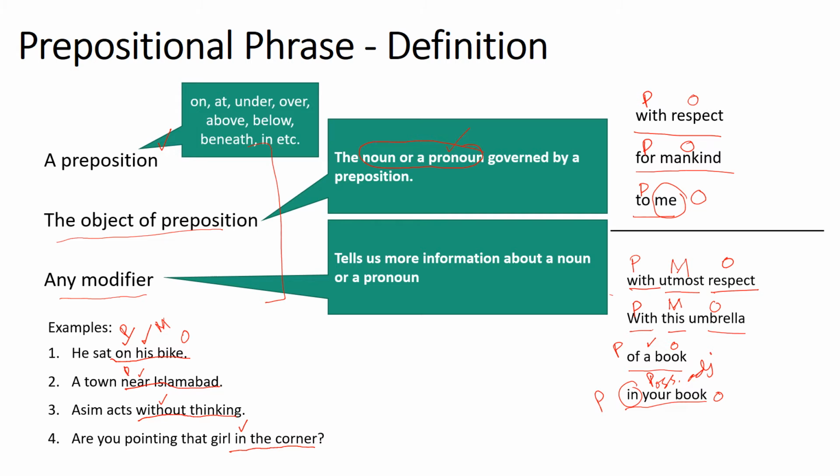Islamabad is what? An object of preposition, but there is no modifier. Even then it is an example of a prepositional phrase. Without thinking, Asim acts without thinking. Without is a preposition, and thinking is an object of preposition, and over here it is an example of a gerund.